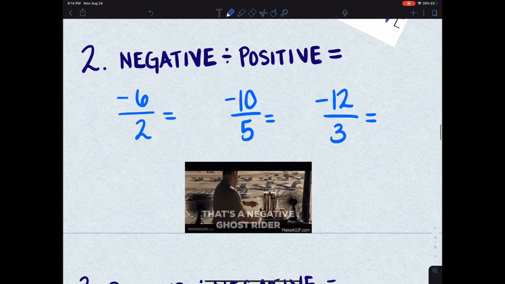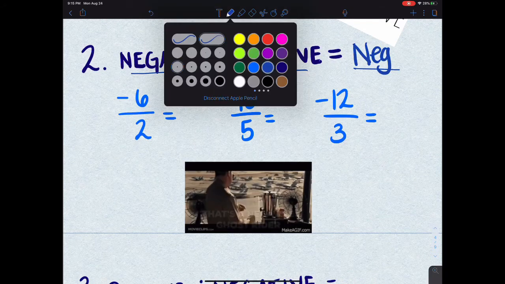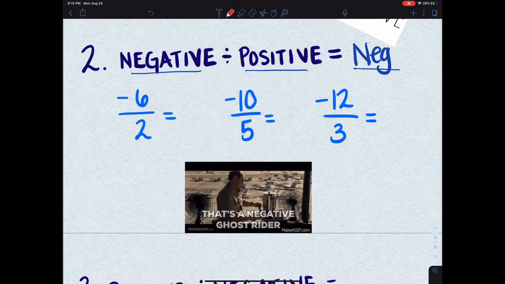Okay, what about if you have a negative divided by a positive? Rule number 2 says, if you have a negative real number divided by a positive real number, the quotient is going to be a negative. So a negative divided by a positive is going to be equal to a negative. That's rule number 2. Let's do some examples. Negative 6 divided by 2 is going to be equal to negative 3.